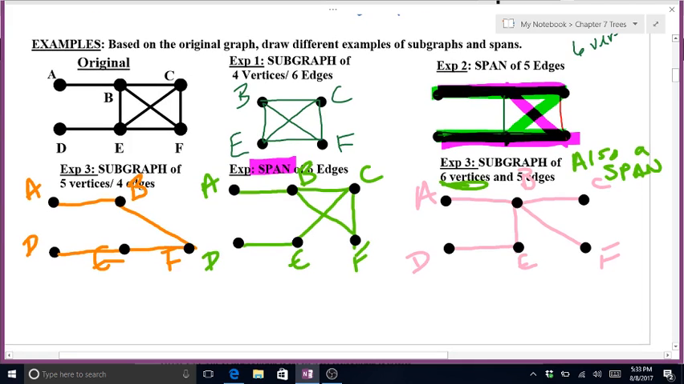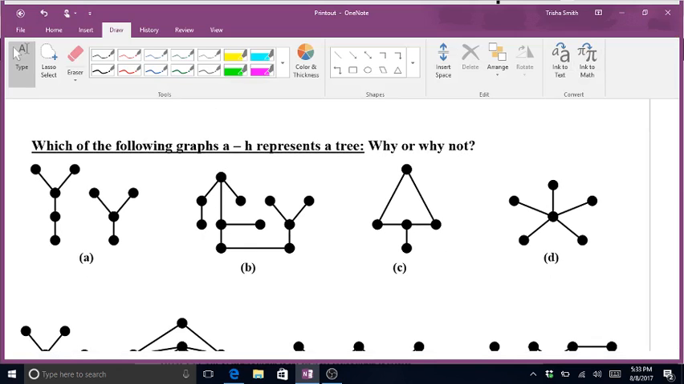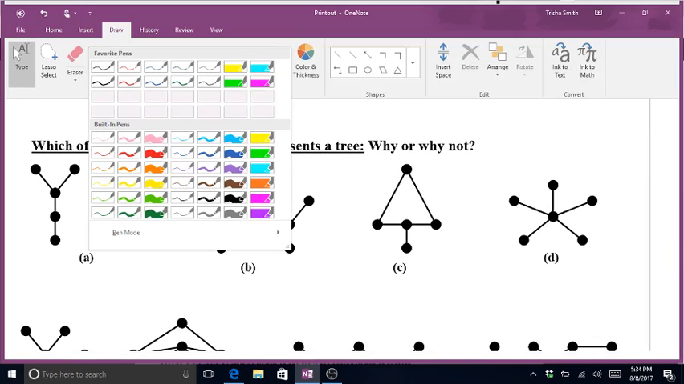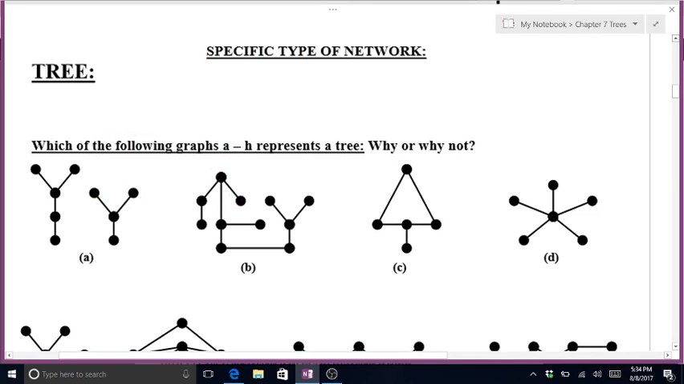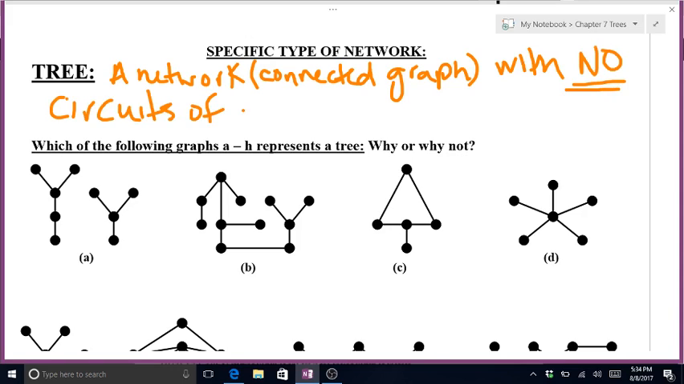Okay, looking a little deeper, specific types of networks. First thing we've got to look at here is a tree. A tree is a network, remember, this has to be a connected graph, with no circuits of any length.